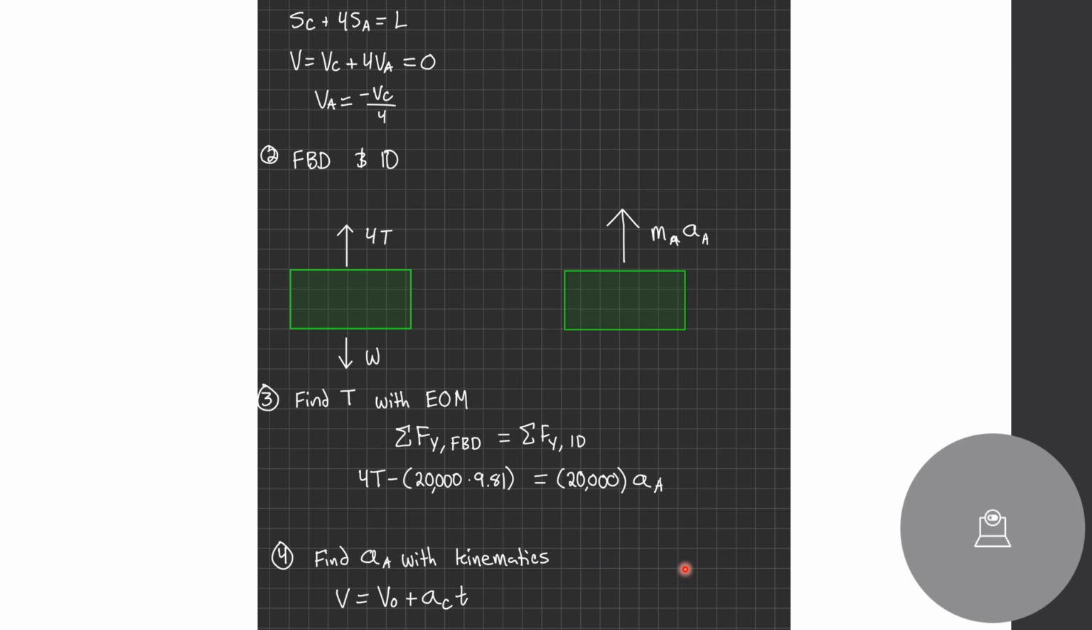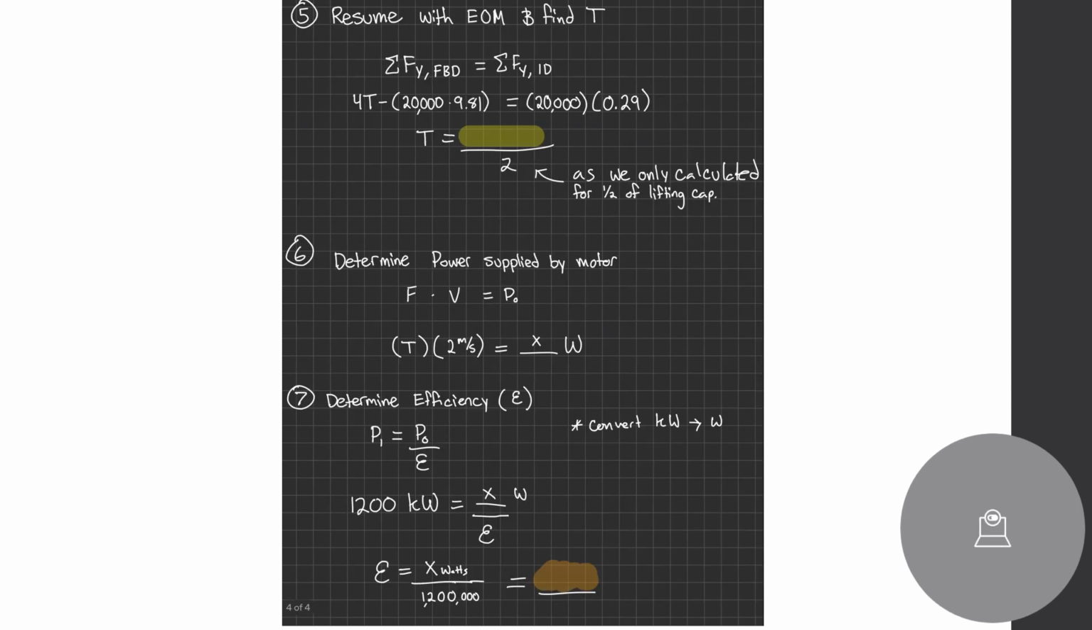20,000 times 9.81, which would be weight, is equal to 20,000 kilograms times acceleration of A. Since we don't know that acceleration yet, we can go ahead and find that with kinematics, with quite a simple kinematic equation, which is velocity equals velocity initial plus constant acceleration times t. We would be substituting in previous values for it. After that, we would resume with equation of motions and find T.